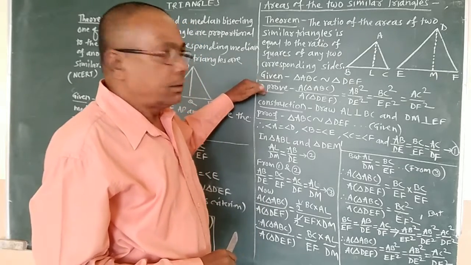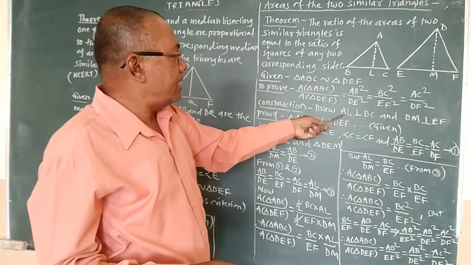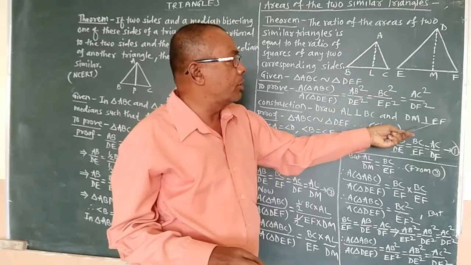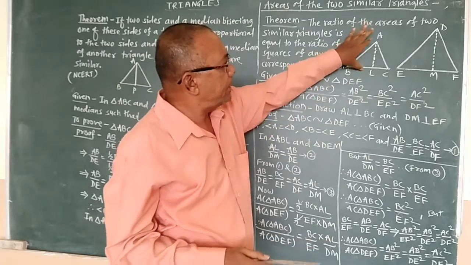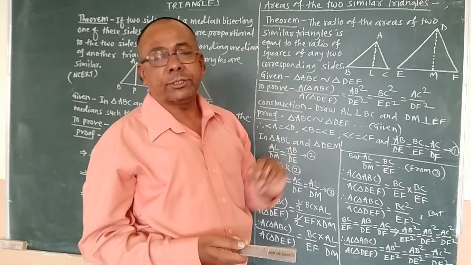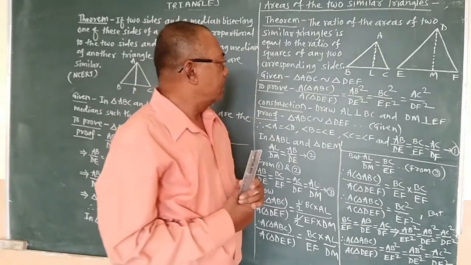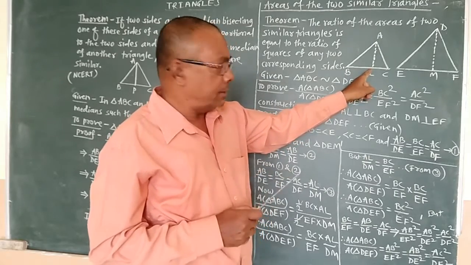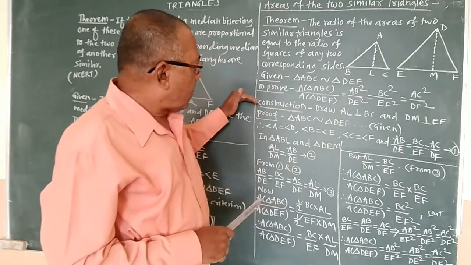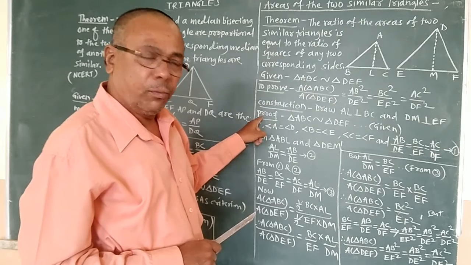Now to prove this theorem, there is a construction in the figure: draw AL perpendicular to BC and DM perpendicular to EF. AL and DM are the perpendiculars, or we can say altitudes. Here L is not the median, M is not the median, mind well. Now we have to prove this theorem, so we will write the proof.